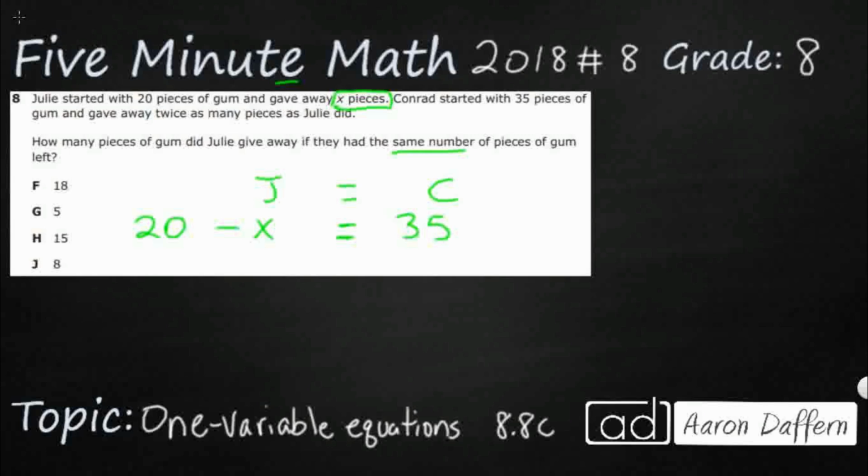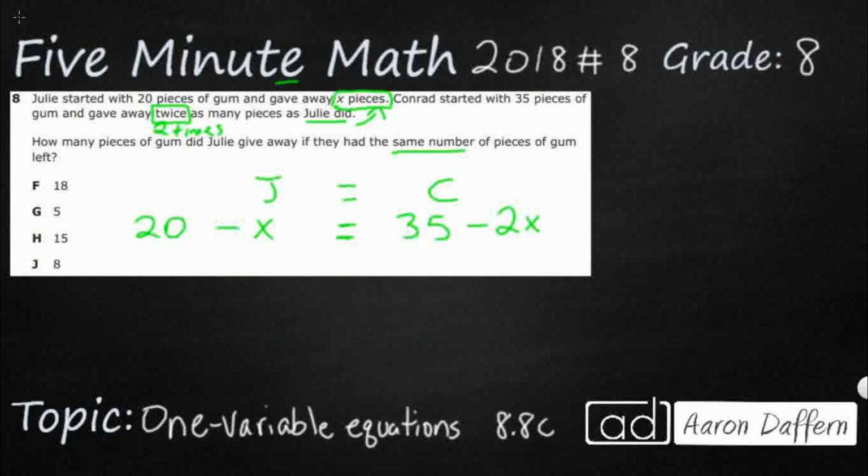And he gave away twice. All right, there's a vocabulary word we've been learning since kindergarten. Twice means 2 times. 2 times what? 2 times as many pieces as Julie did. Well, how many did Julie give away? We don't know. She gave away x, but you know what? That gets us another variable. So Conrad is going to give away twice, 2x. So once we can get to this point, this is an equation we can solve.